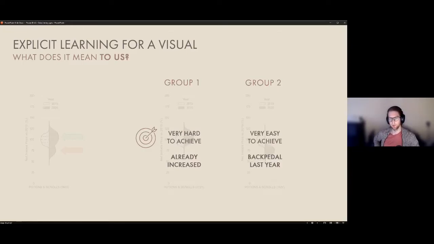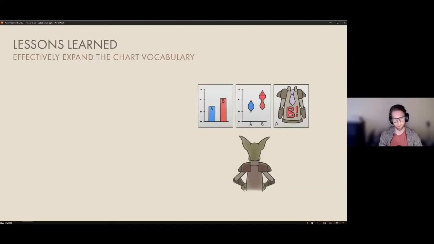Whereas in group two, their prices decreased by about 25%. So if they have to increase it by 5%, it's going to be a lot easier for them to just backpedal last year a little bit and then achieve their targets. This isn't very fair, but of course there was no way for the project team to know this, and it explains some of the results that they're seeing in the first payout period.